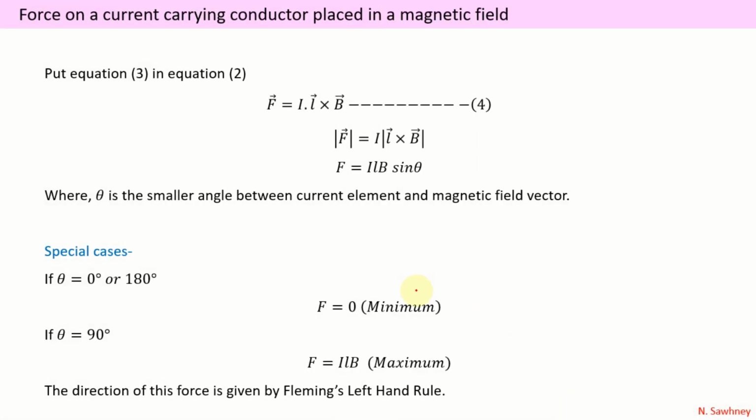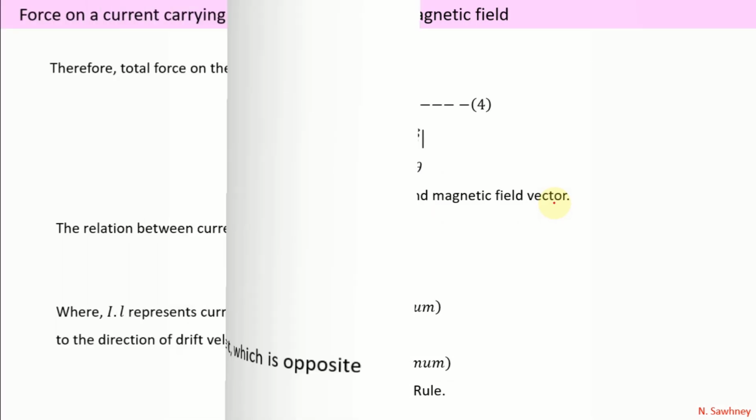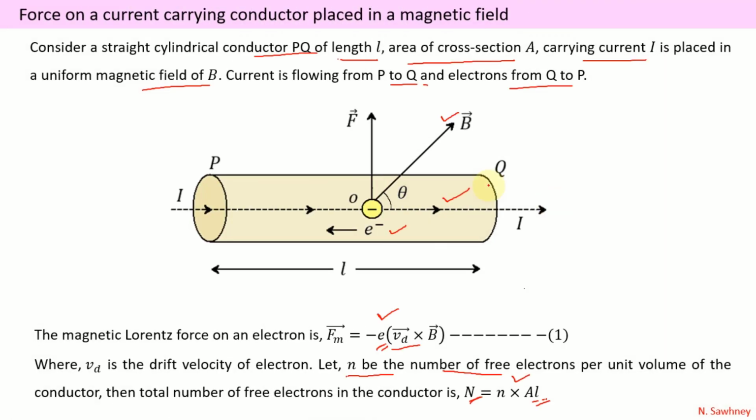Now from equations 3 and 2 we have obtained force is equal to current element cross magnetic field vector. So if we calculate the magnitude, we will get ILB sin theta, where theta is the smaller angle between the current element and the magnetic field vector. Let us go back to the figure. See here, this is the direction of the current and this is the magnetic field direction. The angle between the magnetic field direction and the current direction is theta.